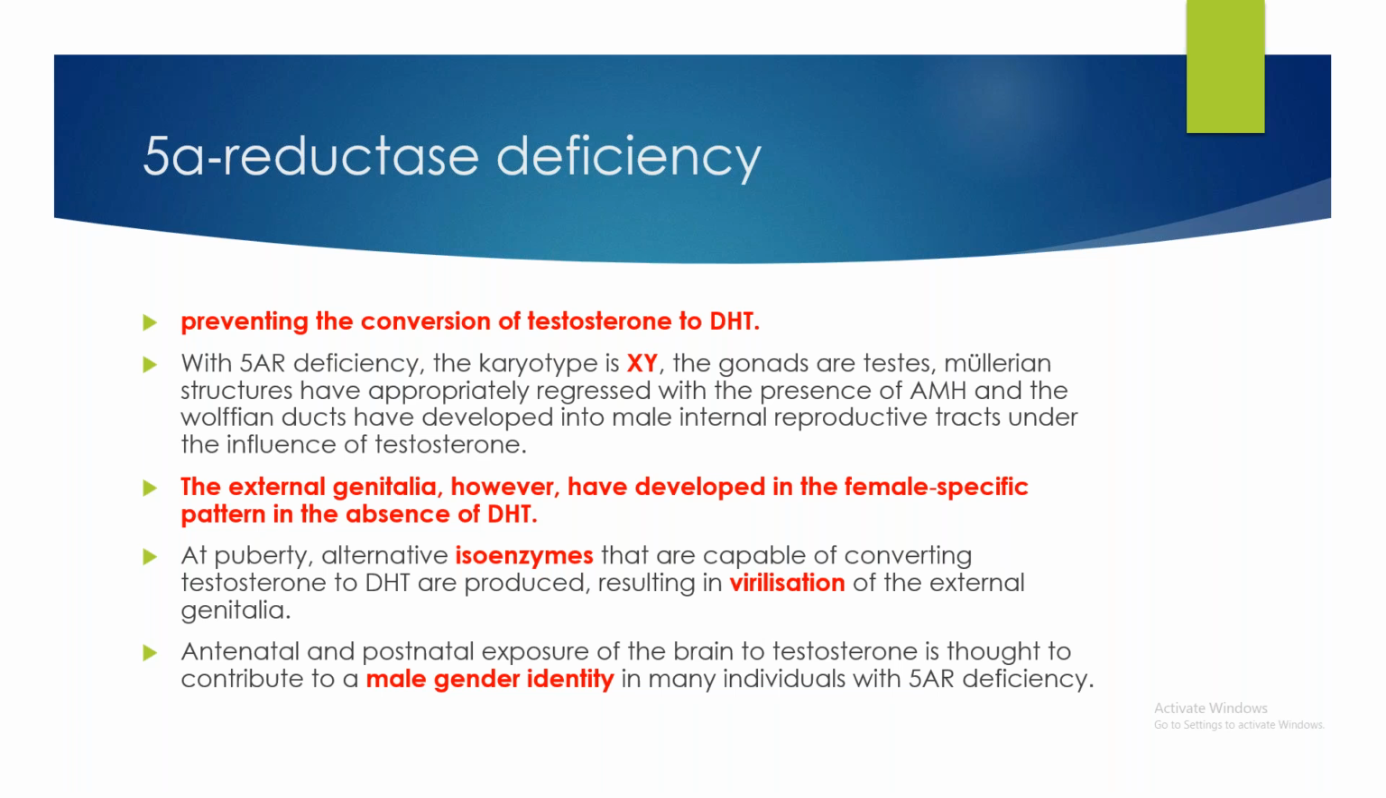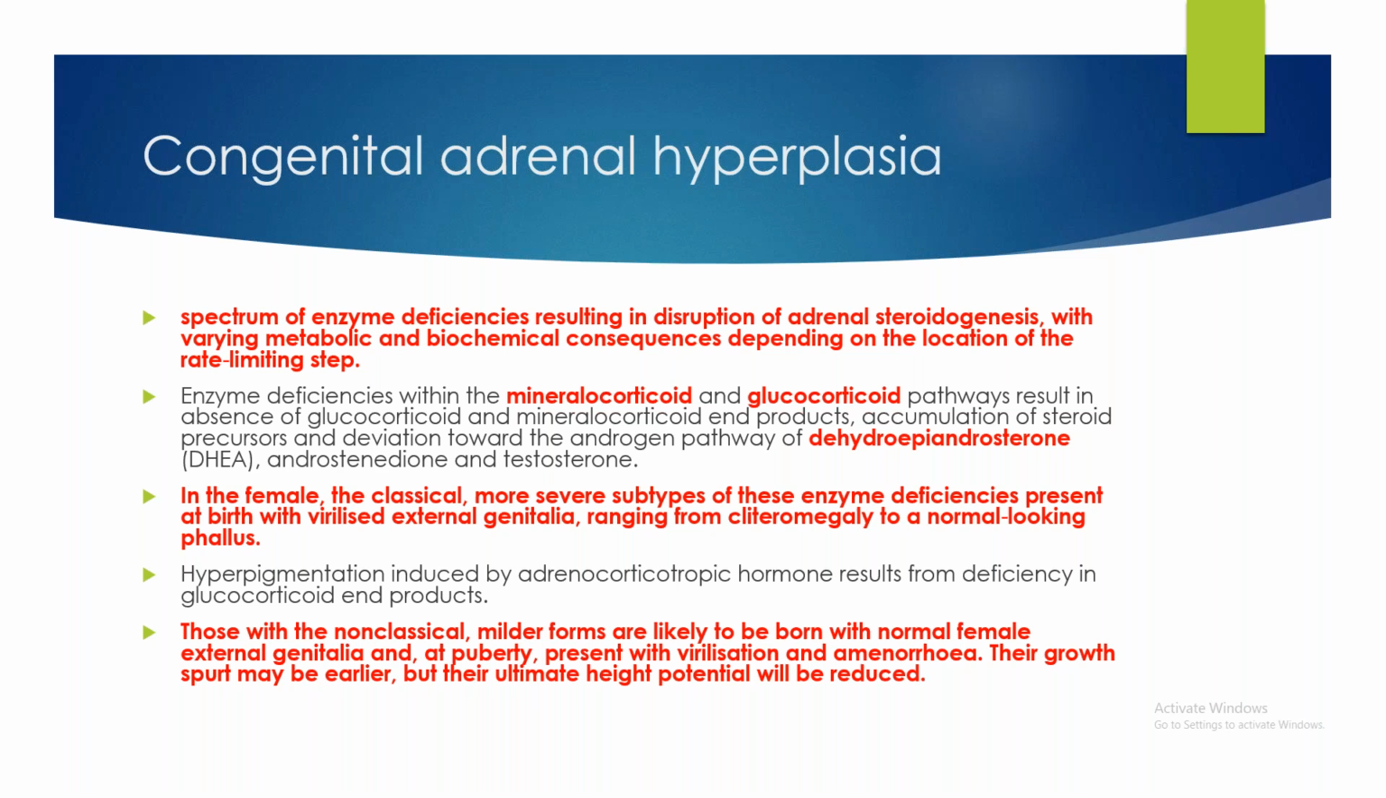One thing here is the difference between 17 beta hydroxysteroid dehydrogenase deficiency and this condition: there will be antenatal and postnatal exposure of the brain to testosterone. So here, mental gender identity will be male in this patient. However, the external genitalia will be female, and at puberty there will be signs of virilization. So till now we were seeing 46XY. Now we will see 46XX disorders.